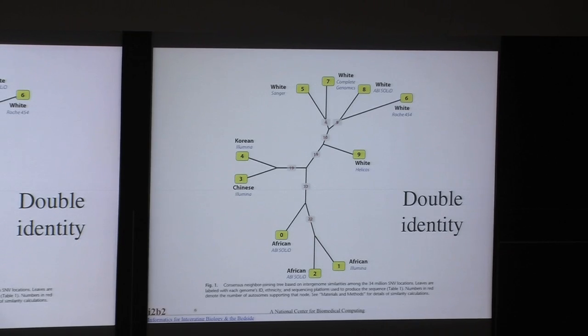There was this very nice study that appeared in Genome Medicine, where they did whole genome sequencing, and they showed that you could create a phylogenetic tree, looking at sequence similarity across the whole genome. And perhaps not surprisingly, the Koreans were near the Chinese, the whites were there, and the Africans were together. And what was interesting about these two Africans, not only were they together, they were the same person.